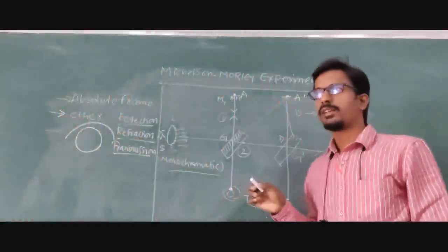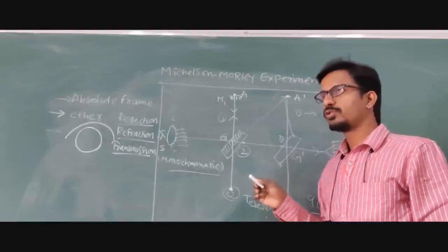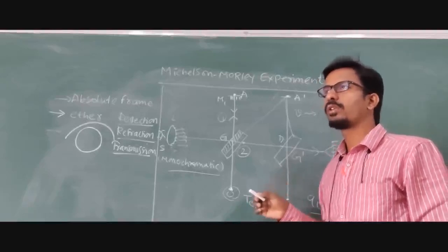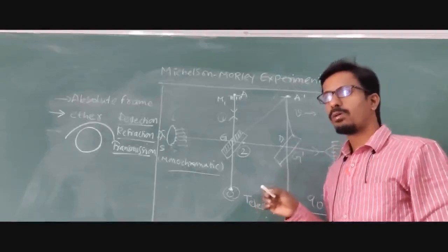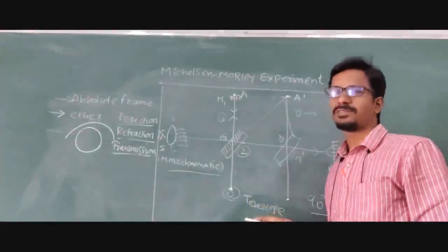Sir, what is meant by interference? Interference is a phenomenon where two or more waves are superimposed. Two or more images superimpose on each other, and we get the fringes.